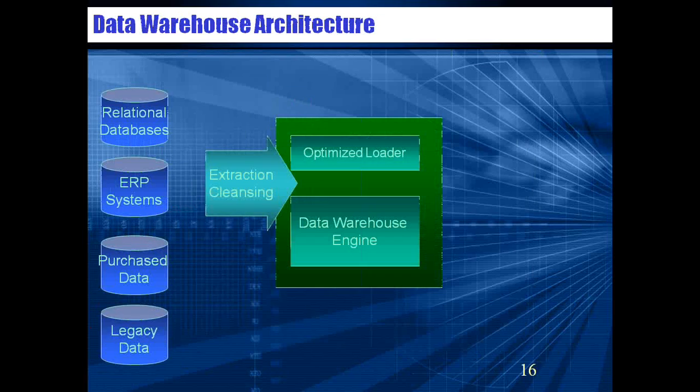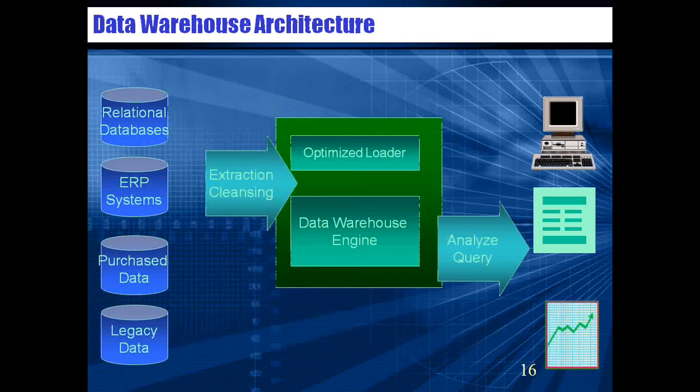So this is another way of representing the same information. We have relational databases, the source systems, ERP systems and so on. We extract the data, cleanse it, transform it, and finally load it into the data warehouse engines. And then we have the analysis process, connecting to the reporting tools and reporting the data in the form of charts, dashboards and graphs, so that the business can be analyzed and the business growth can be shown on paper.